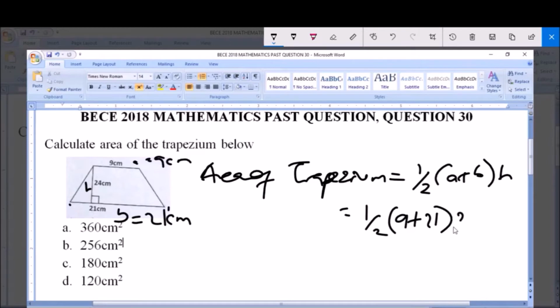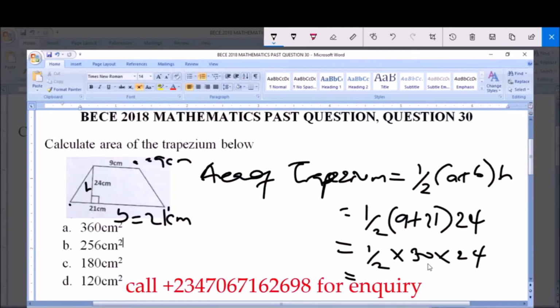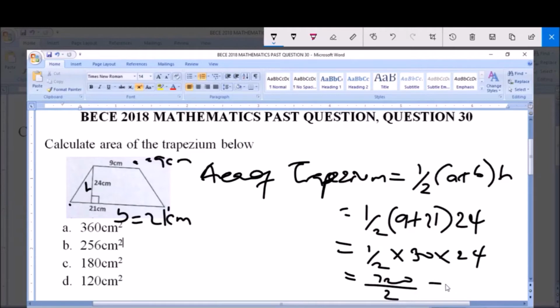The height is 24 cm. So this is equal to 1 all over 2. 9 plus 21 will give us 30. So multiply by 30, multiply by 24. Now this is equal to 1 times 30 will give us 30, times 24 will give us 720 all over 2. And 720 all over 2 will give us 360 centimeter square.